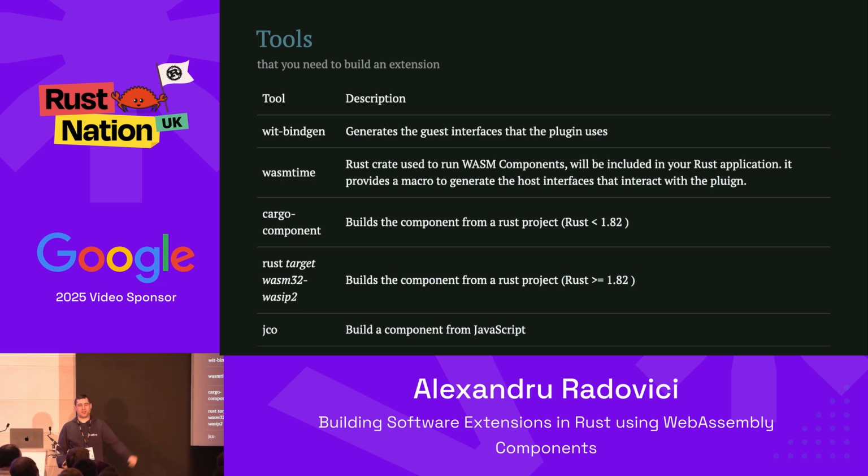Until Rust 1.82, because it didn't support preview number 2, cargo component was the only way. Rust would generate a WASI P1, and this one would adapt it to being a component. Now you can do this natively if you compile it for this target. So cargo component is still good. You still need it to generate some guest traits, but you can go around that without it. And JCO. JCO is for building components in JavaScript. So this is optional. This was just to show off.